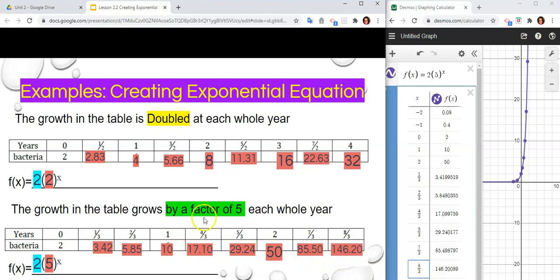So quite naturally, if you compare the two tables, you can see that for table number 2, your bacteria is growing at a much faster rate. Because look at the rate. After 2 years, you've had a total of 50 bacteria that have grown. Here at 2 years, you only had 8. So you can see that the growth factor amps it up a little bit, and it grows a little bit faster.